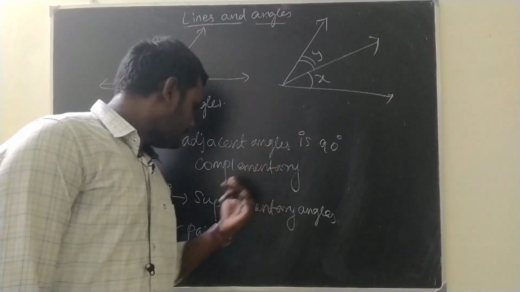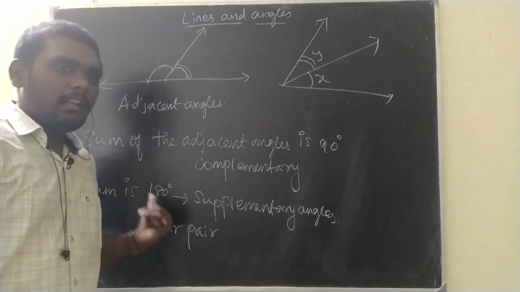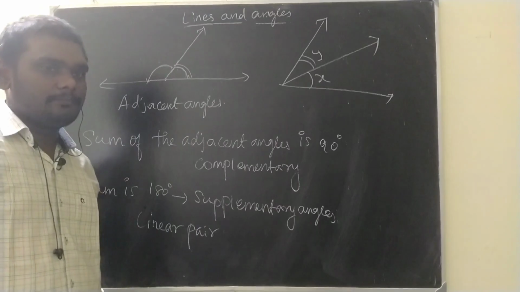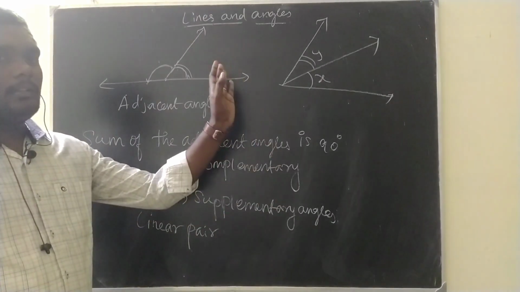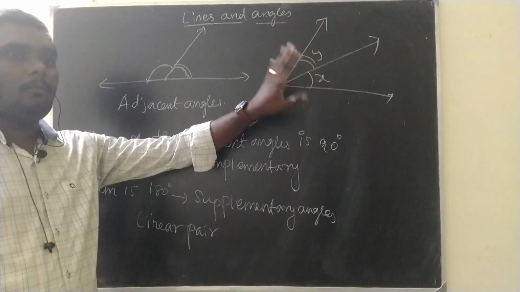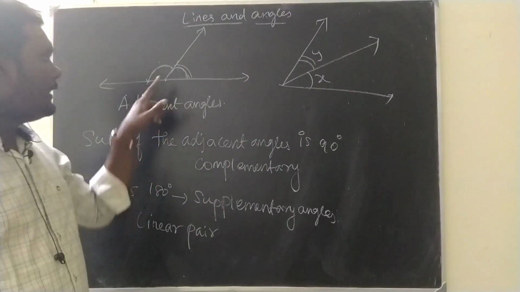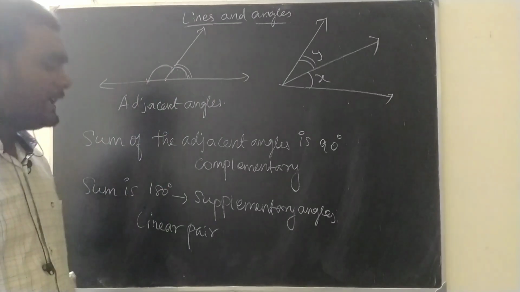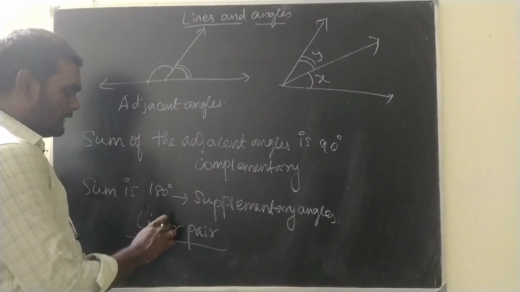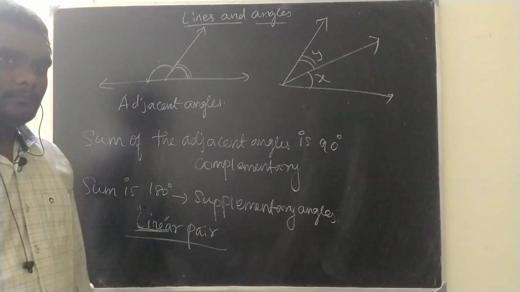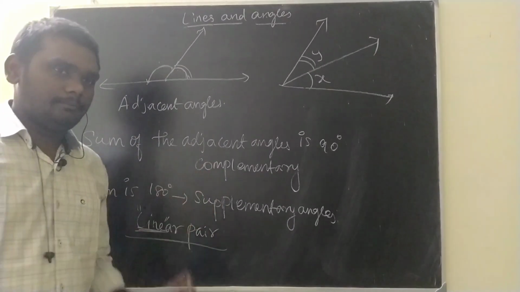The same way, if the sum is 180 degrees, then those two angles are called supplementary angles. The same way, x and y, one is the supplement of the other, and if that lies on a straight line, then it is called a linear pair. Wherever we say linear, there is a line inside it. Linear means it denotes a line.